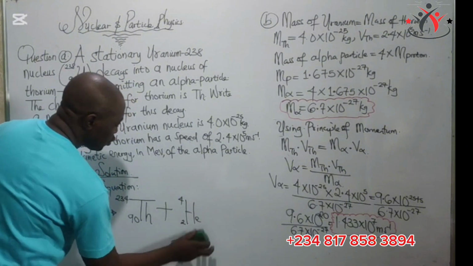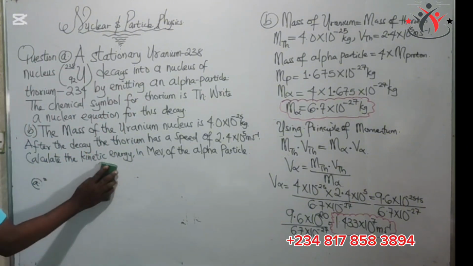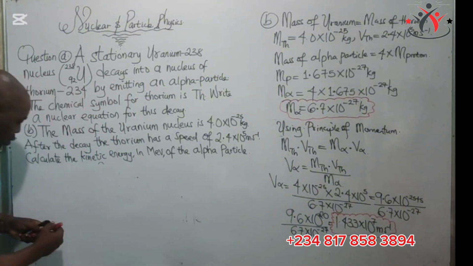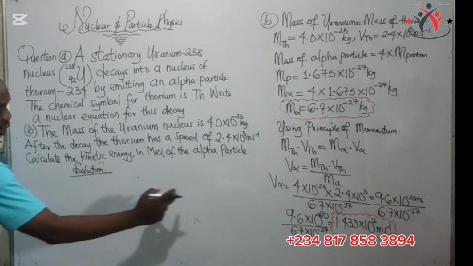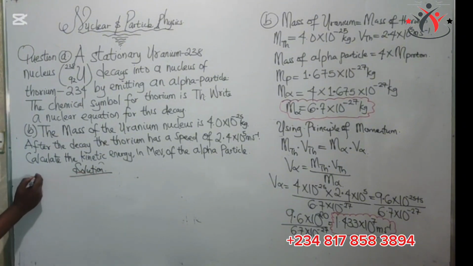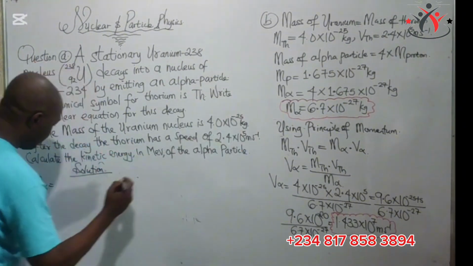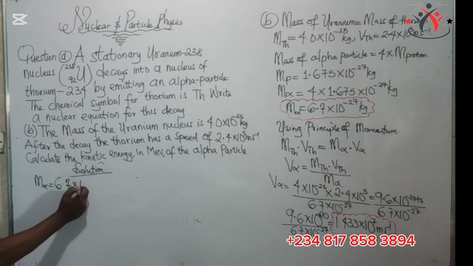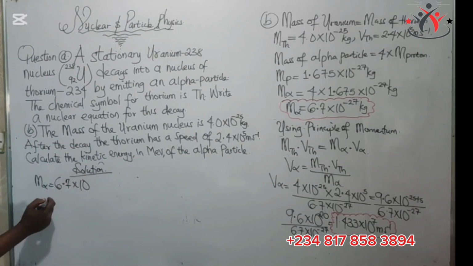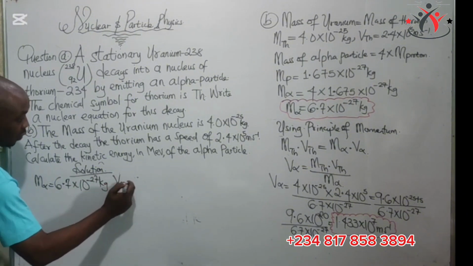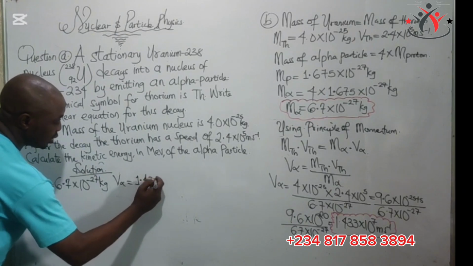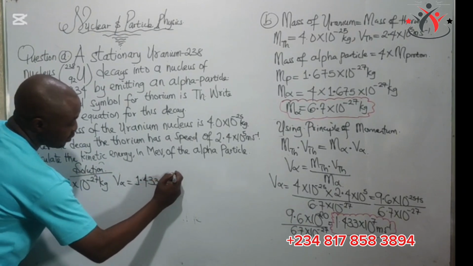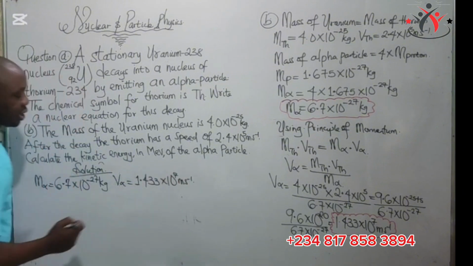Okay, now to calculate the kinetic energy, we have the mass of the alpha particle, m alpha. The mass of the alpha particle is 6.7 multiplied by 10 raised to the power of minus 27 kilogram. The velocity of the alpha particle is 1.433 multiplied by 10 raised to the power of 7 meters per second.